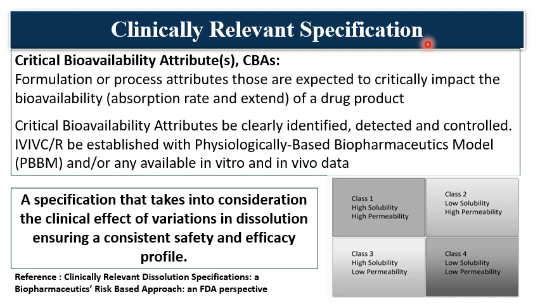So these are given on the basis of critical bioavailability attributes. These are called CBAs. These are the formulation or process attributes that are expected to critically impact the bioavailability of the drug product. And bioavailability means the absorption rate and the extent. Absorption rate means Cmax and extent means AUC. So these parameters may impact the Cmax and AUC, and these parameters are called CBAs. Critical bioavailability attributes are to be clearly identified, detected and controlled.